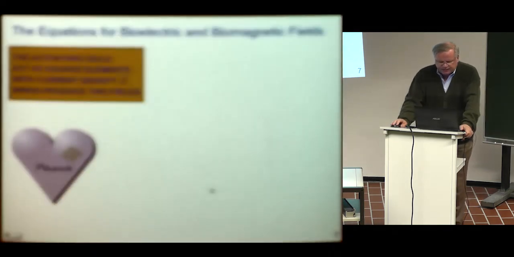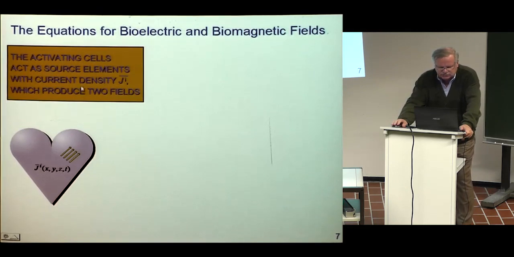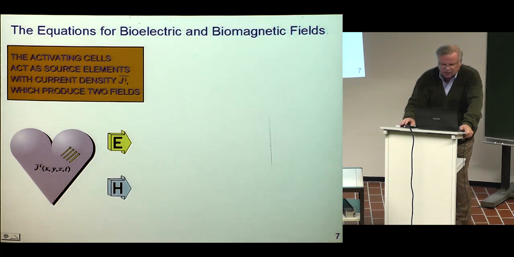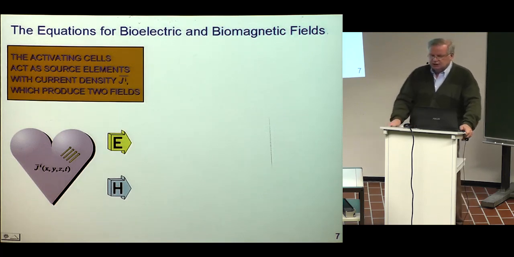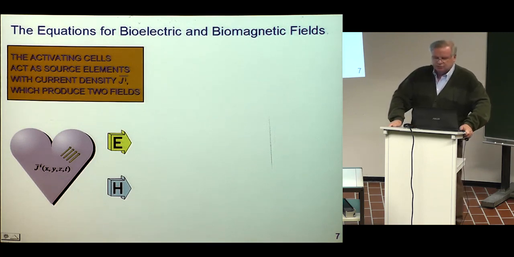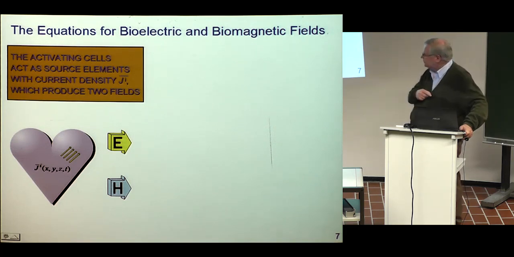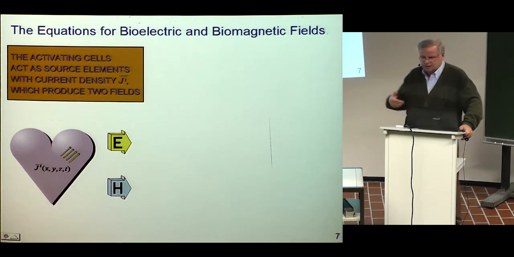So let's have a look at the equations of the bioelectric and biomagnetic fields. The activating cells act as source elements with current density Ji, which produce two fields. So if we have the heart here, there exists a current source, current density Ji. Here are the sources. They produce an electric field and they produce a magnetic field. If a physicist is present, he or she could say that no, it generates an electromagnetic field, not separate electric and magnetic fields. Yes, I agree with that. It is an electromagnetic field.